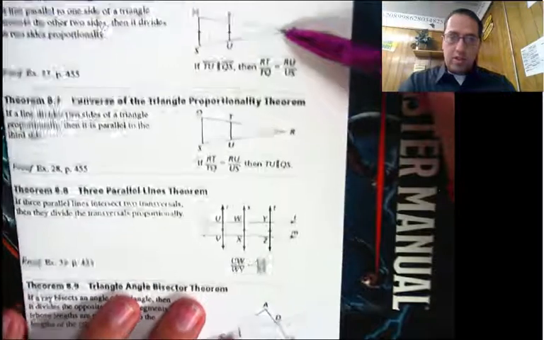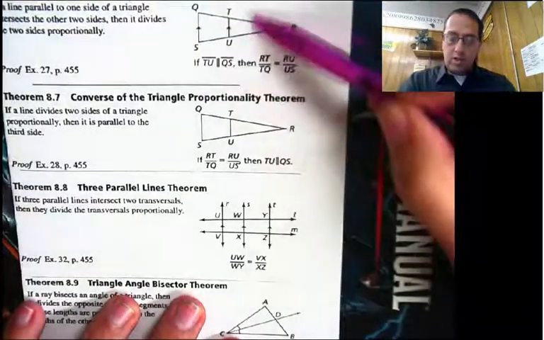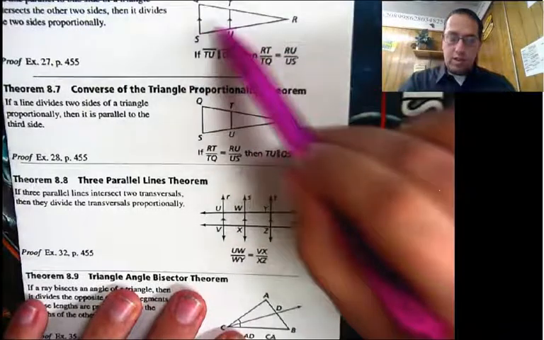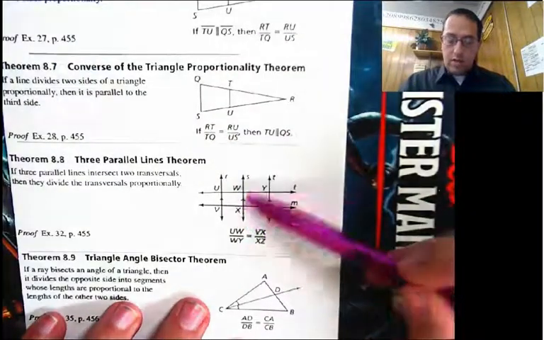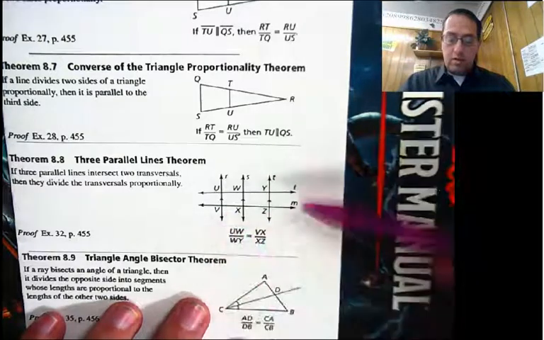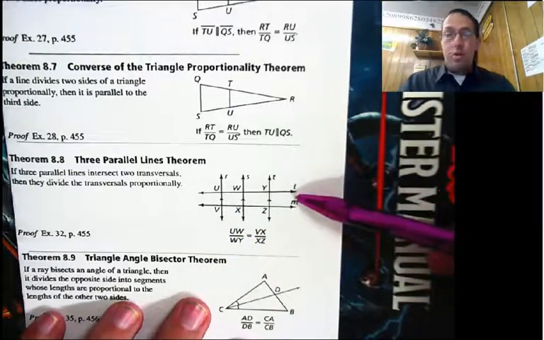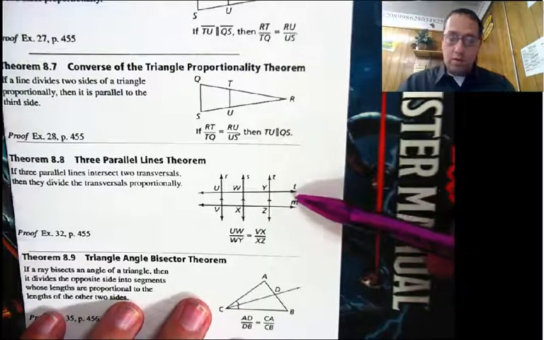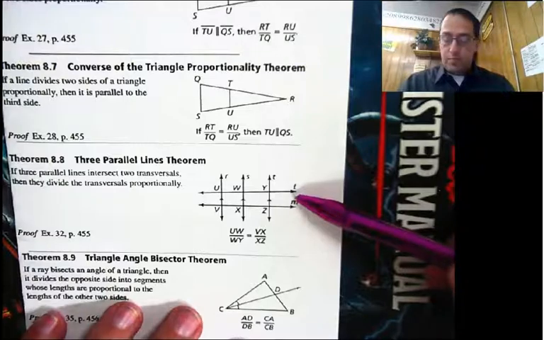So it really works the exact same way. These two pieces are proportional to those two pieces because these lines are parallel. These two pieces are proportional to these two pieces because these three lines are parallel. L and M, you'll notice, do not have to be parallel to each other. They can be whatever. They do not have to be parallel.